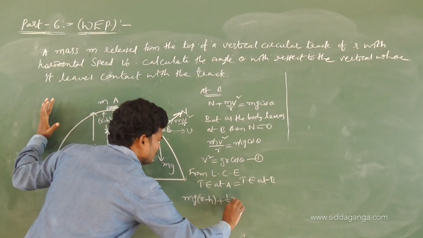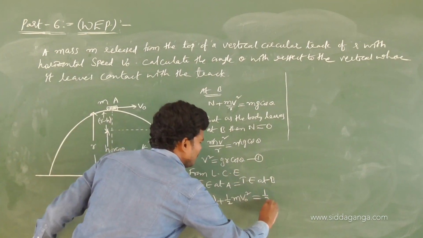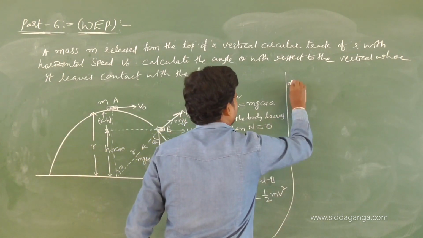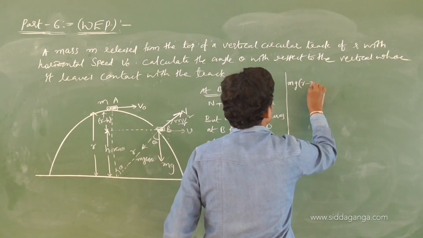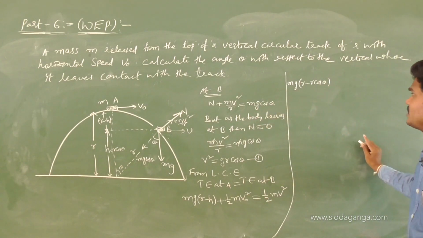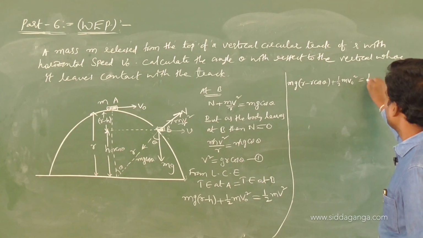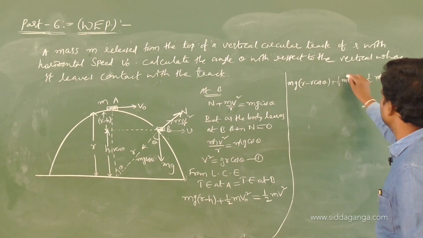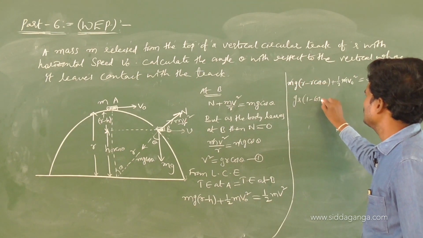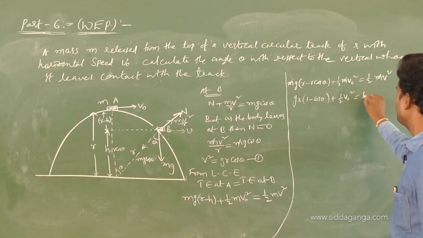Kinetic energy is half m v naught square. At B, only this speed, so half m v square. Now let me write mg(r minus h), that is r minus r cos theta. Why? Because h is equal to r cos theta from the diagram. Just observe the diagram now. Plus half m v naught square equals half m v square. M gets cancelled. This is gr(1 minus cos theta) plus half v naught square equals half v square.